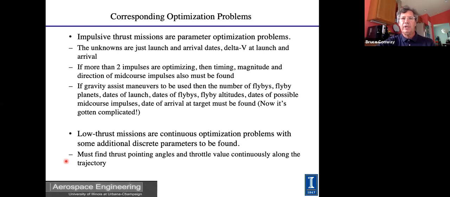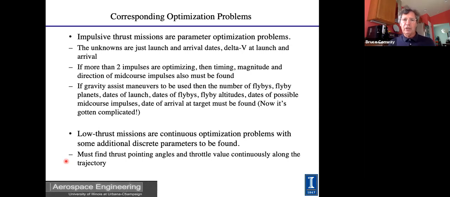On the other hand, if you're going to use gravity assist maneuvers, then it becomes much more complicated. Then the number of flybys, the planets you're going to use for flybys, the date of spacecraft launch, the dates of the flybys, the altitudes of the flybys, the timing and direction and magnitude of possible mid-course impulses, the date of arrival at the target, all those things have to be found. And then that becomes a quite complicated parameter optimization problem.